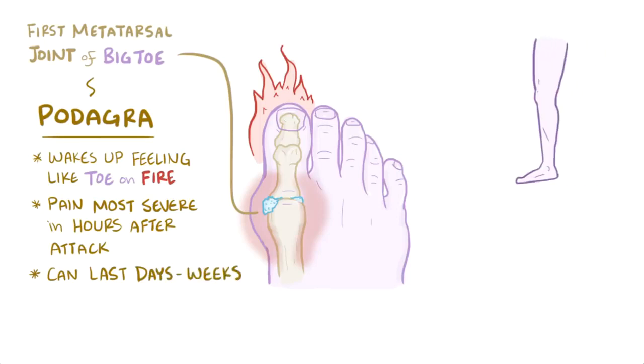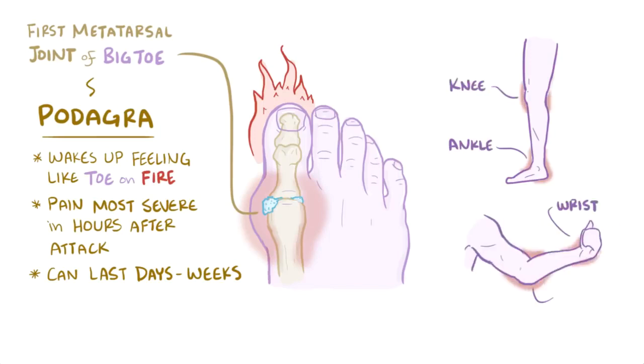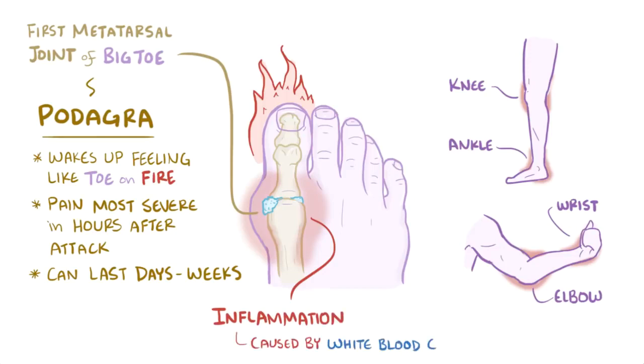Gout can also affect other joints as well, like those in the ankles, the knees, the wrists, and the elbows. This inflammation and local pain is ultimately caused by white blood cells, or leukocytes, which migrate to the site to help eliminate uric acid and release pro-inflammatory chemicals, including cytokines.